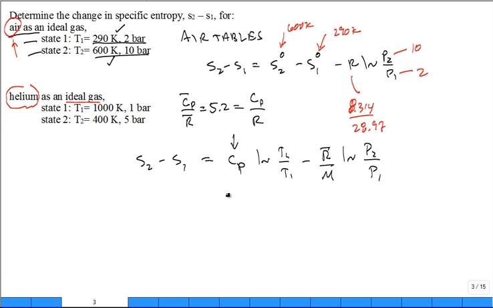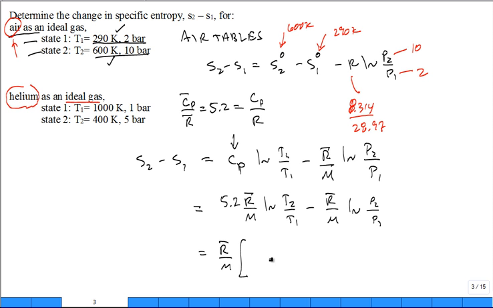So you could put 5/2 R, but we already replaced R by R bar divided by the molar mass. So natural log T2 over T1 minus R bar over molar mass natural log of P2 over P1. So you can pull the R bar over molar mass out. It's a 5/2 natural log of 5.5.